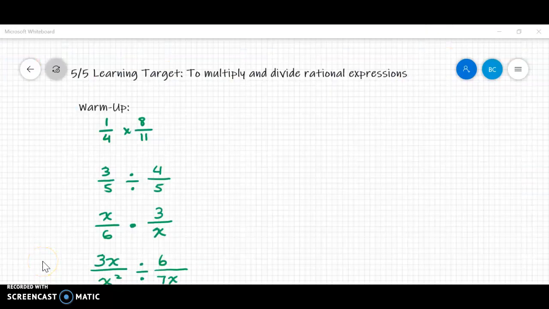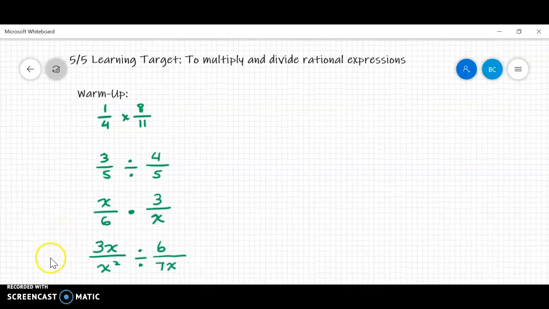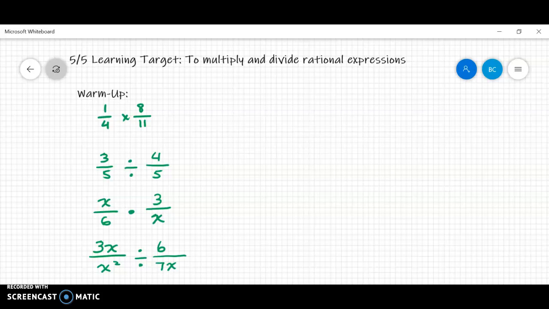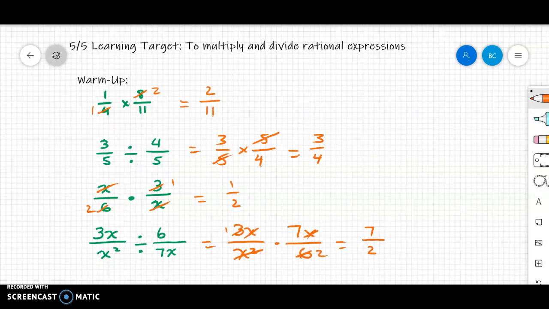Hello, today's learning target is to multiply and divide rational expressions, and I'm going to divide the lesson into multiplication and division. But before we start that, I'm going to give you a quick warm-up just to remind you of the basic skills that we're using in this lesson. So go ahead and pause the video, complete those 4 questions, and then come back and check your work.